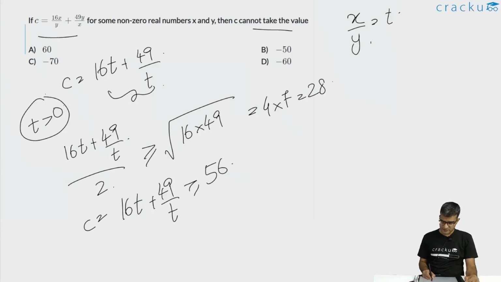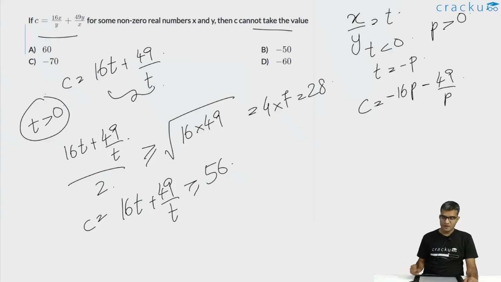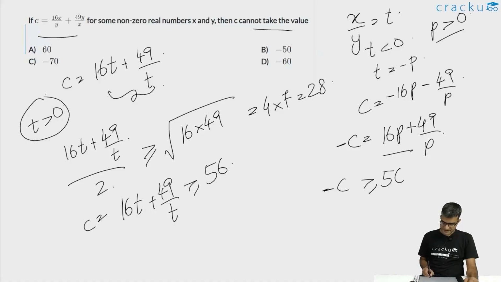Similarly, when t is less than 0, just to make things easier, let us assume that t is equal to minus p for some number p. So p will be greater than 0. And the value of c is equal to minus 16p minus 49 by p. Or the value of minus c is equal to 16p plus 49 by p. Like in the earlier case, here we have p to be greater than 0. So minus c will be greater than or equal to 56. If you multiply the inequality with minus 1, because it is a negative number, the sign of the inequality will change. So c is less than or equal to minus 56.